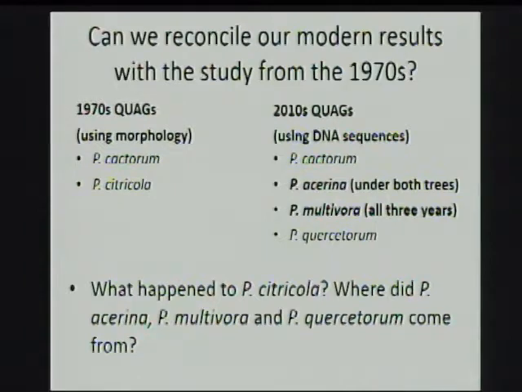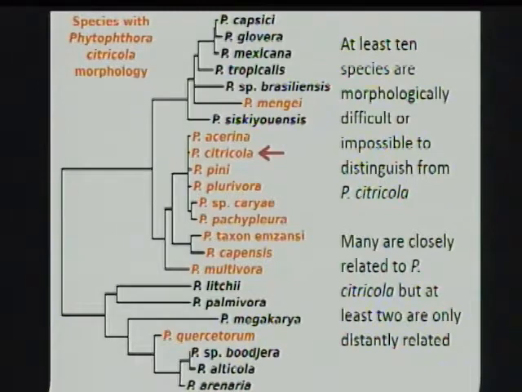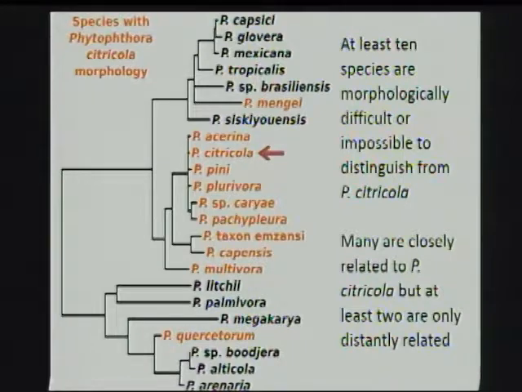We got cactorum both times. That's great. That makes sense. What about citricola? What happened to Phytophthora citricola? How about where did we get these other 3 species that we found? And this is where all of this issue with the cryptic species comes into play. So if we look at an excerpt of the phylogeny of Phytophthora, and we put species that look like Phytophthora citricola based on their morphology, in orange you can see there's quite a lot. And some are closely related to the true citricola, but other ones are actually pretty distantly related, yet they still looked the same.